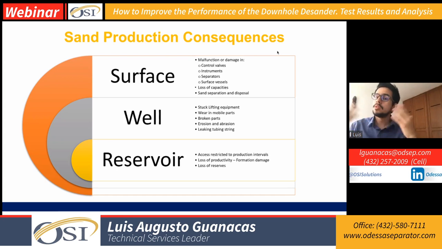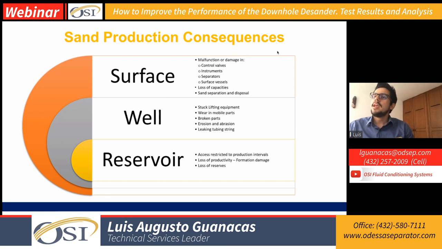Problems of the well could be many. Regardless of the artificial lift system you are going to have, the sand is going to cause problems. You are going to have stuck lifting equipment. You may have wear in mobile parts, broken parts. If we are using rod pumps, we can have a rod part. If we are using ESP, we can have a broken shaft. If we are using PCP, which is very good at handling solids, we can still have problems.